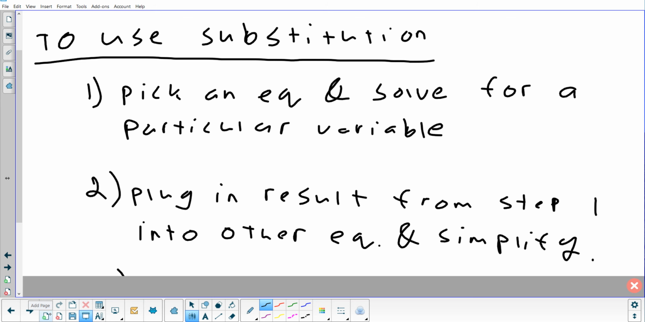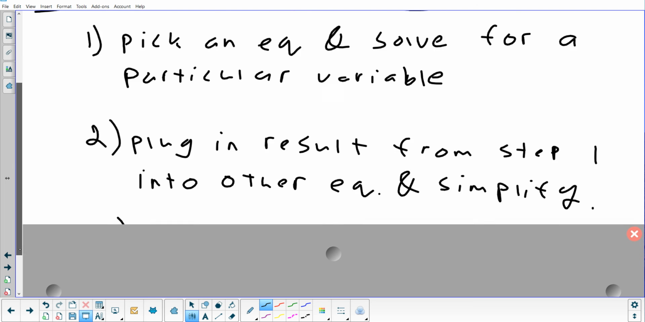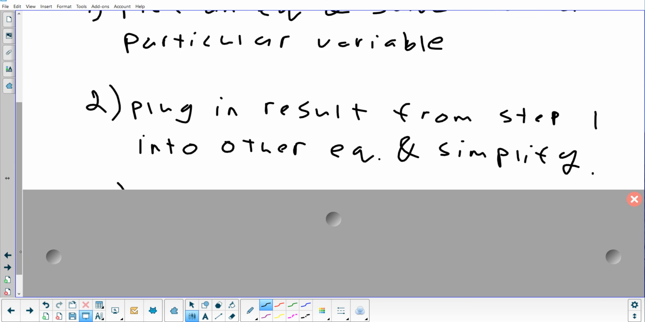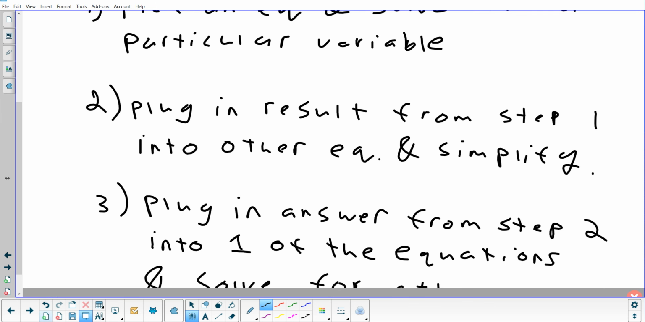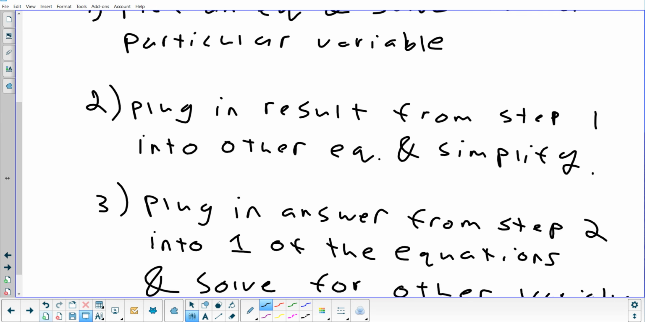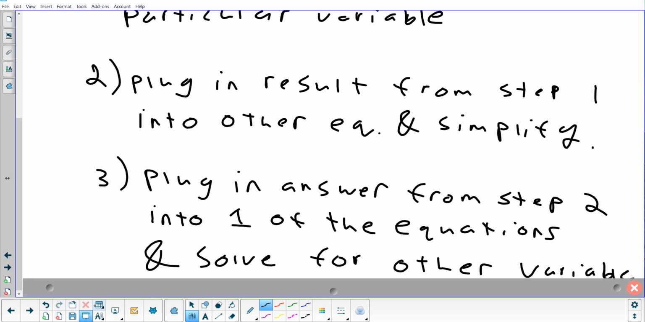Once you plug that in and simplify, at this point, you're going to know one of your two answers. After step 2, you should now know like length equals 10 or something like that. Once you find one of the letters, like say we got length, you plug that back into one of the formulas and then you solve for width. So you take the answer that you found in step 2, plug it into one of the original equations, and solve for the other variable.